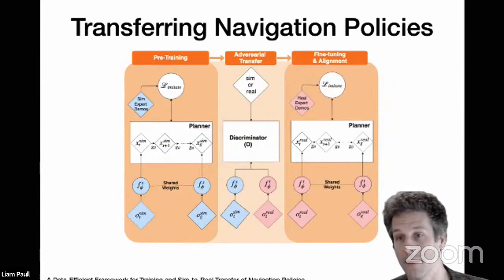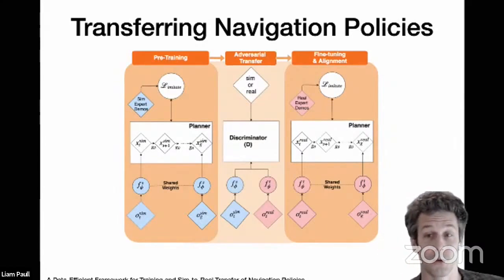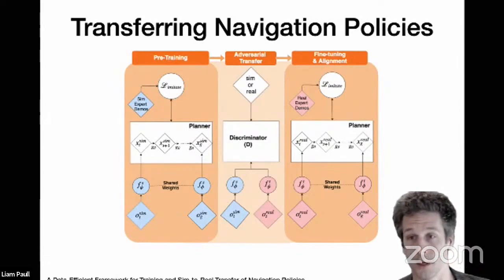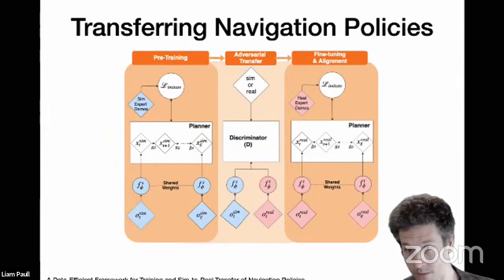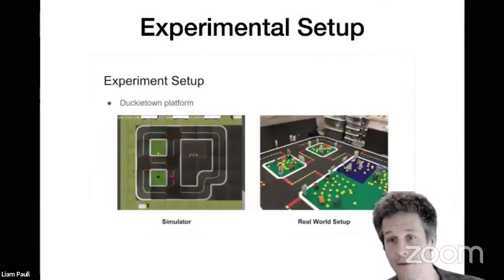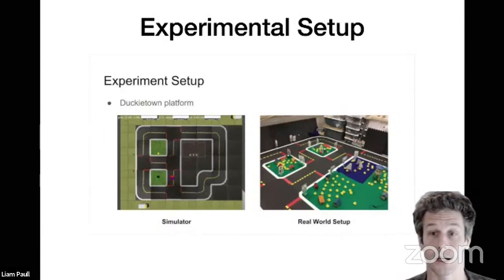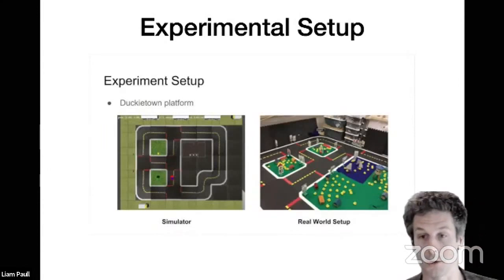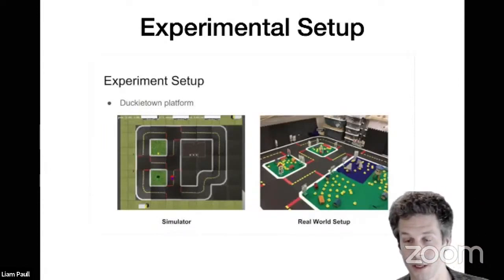And then as long as we have a couple of real demos from the real robot, we can use those just to fine tune our target encoding and our planner in the real world. And so this is kind of a video of this thing working on this Duckietown setup, which is a low-cost robotic setup that we use.